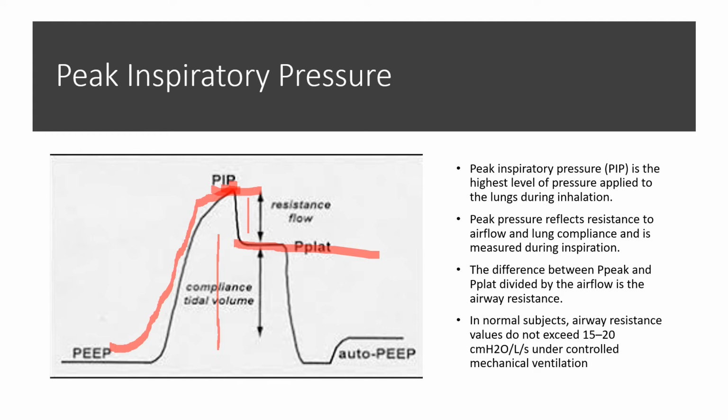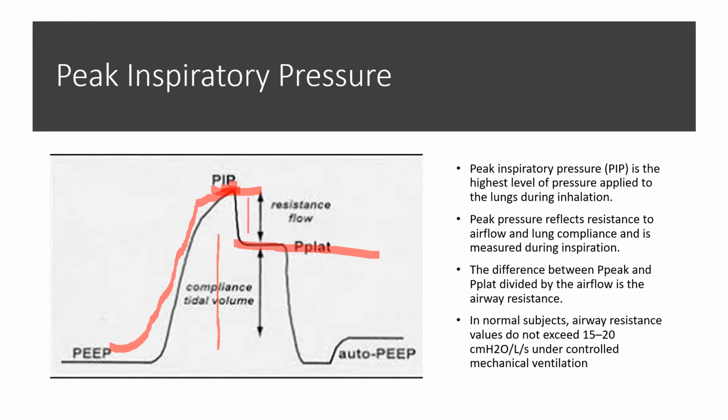And a lot of times, a normal peak inspiratory pressure should be under 30. Studies have shown if your peak inspiratory pressure is greater than 40, your mortality goes up. A lot of times, patients with high peak inspiratory pressures end up going on pressure control ventilation because you could lower the pressures that are being delivered to the patient.